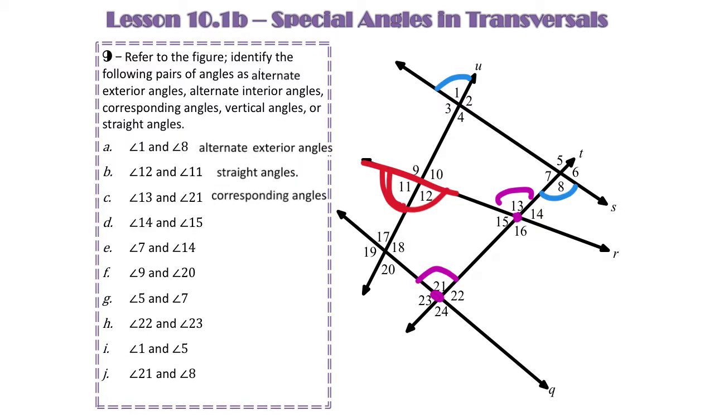And then 14 and 15, here and here, these are through the vertex, which means they are vertical angles. And that also means that they'd be the same as well.